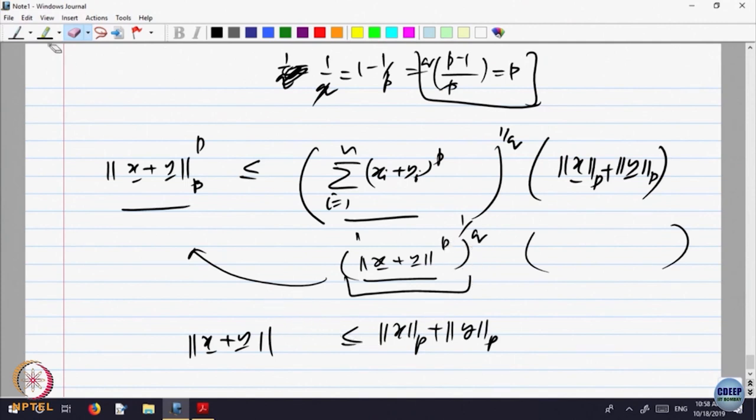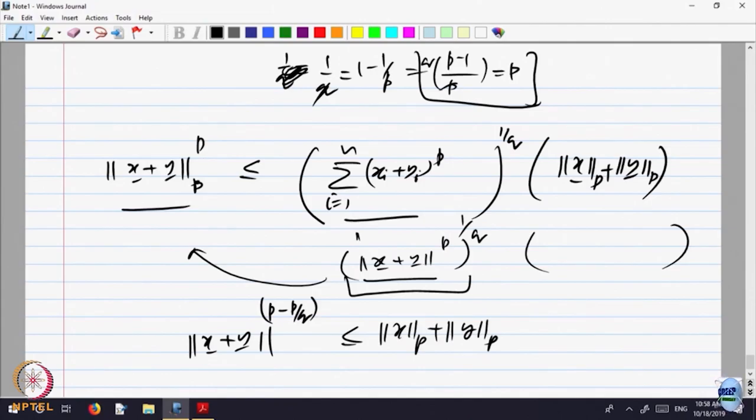Let me write. So, p minus... anyway, I will be getting a problem if I do not write it correctly. P minus p by q, right, because this thing is p by q, norm of x plus y raised to power p by q, and that is power p.